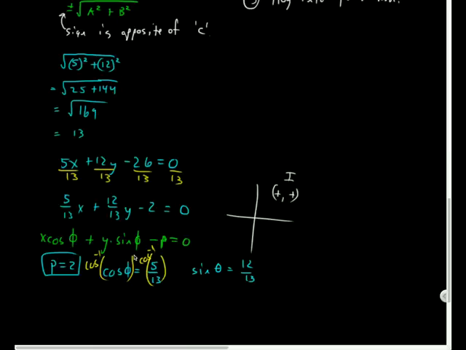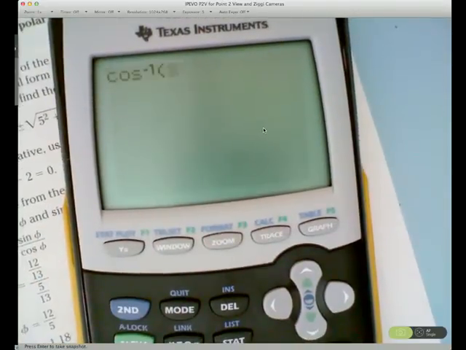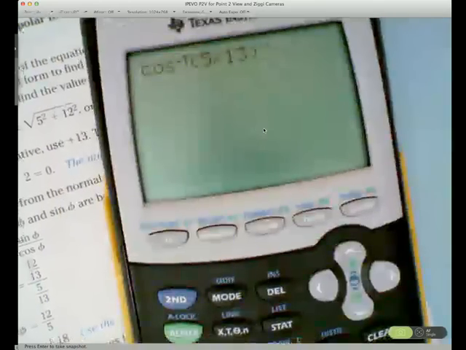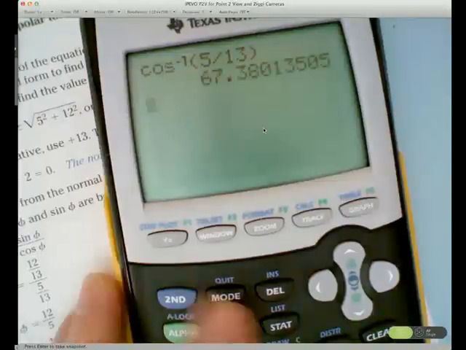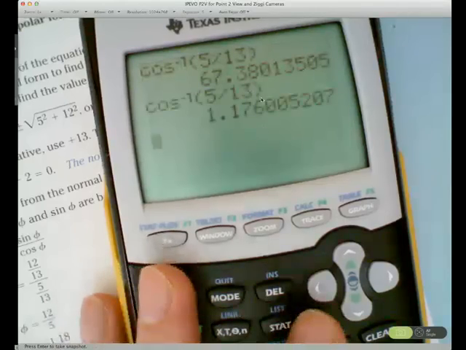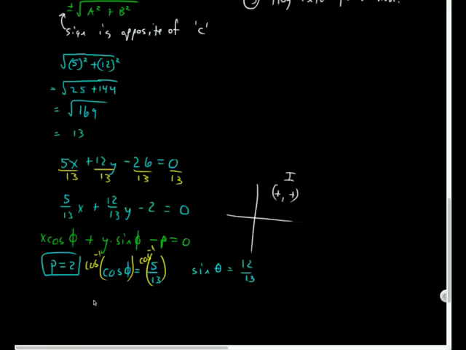So what is the cosine inverse of 5/13? Second cos inverse of 5/13, and it looks like I'm going to be working in radians here. So let me convert over to radians. And I get 1.176 radians there. So phi is approximately 1.176 radians.